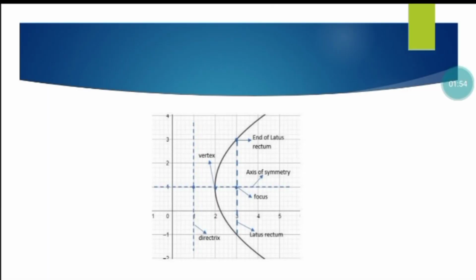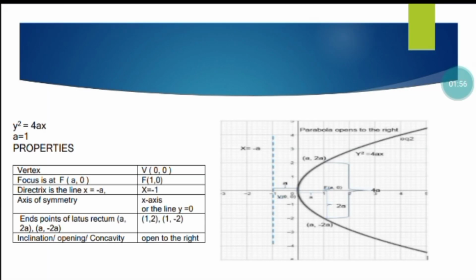Next, we have the properties of a parabola. For example, y squared equals 4ax. In this case, the parabola opens to the right, and the vertex is at (0, 0). The properties of this are: the vertex is at (0, 0), and the focus is at (a, 0), or at (1, 0) if we have an a value of 1.